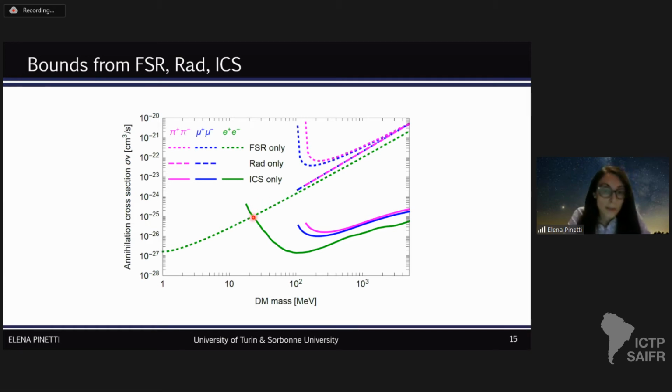But for low dark matter masses, let's say below 20 MeV, the velocity averaged annihilation cross-section is better constrained by the final state radiation. And this is due, if you remember when I showed you the photon spectra, to the fact that the inverse Compton scattering for low dark matter masses becomes important at energies much lower than the energy window covered by the INTEGRAL telescope.